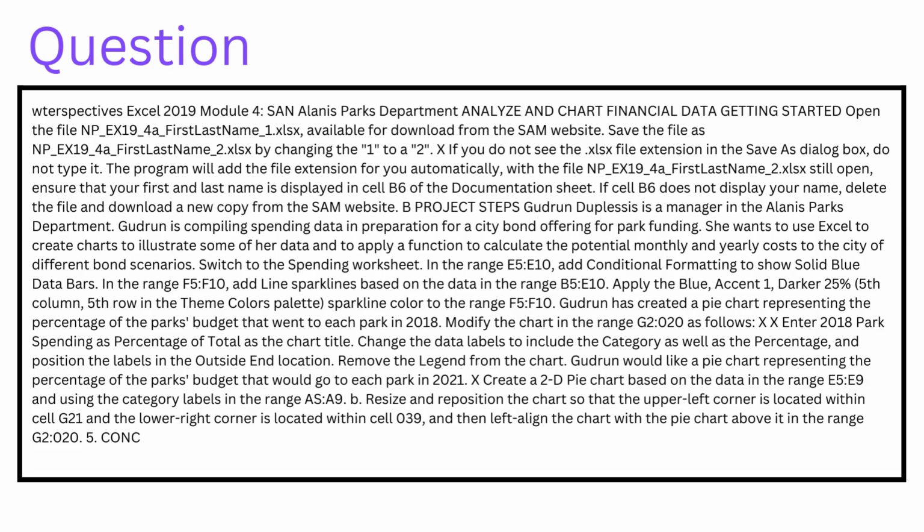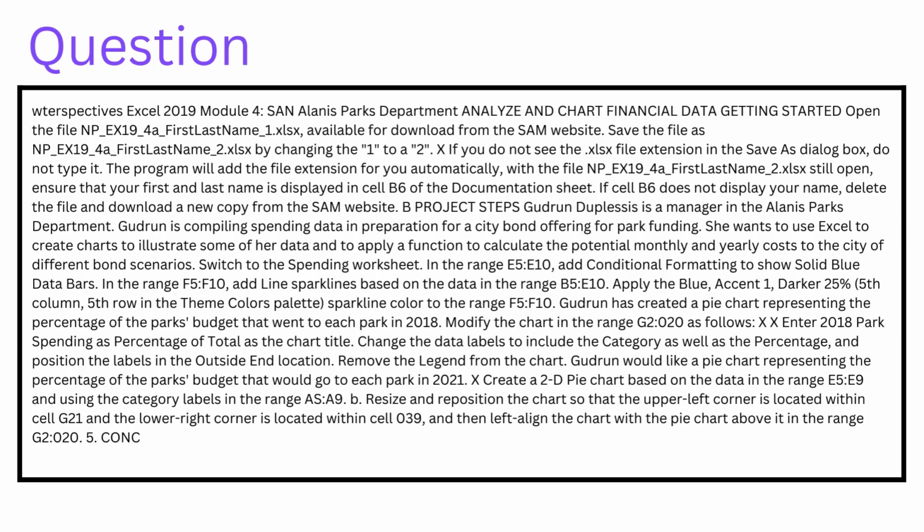Goodrun has created a pie chart representing the percentage of the park's budget that went to each park in 2018. Modify the chart in the range G2:O20 as follows. Add the title 2018 park spending as percentage of total. Change the data labels to include the category as well as the percentage, and position the labels at the outside end location. Remove the legend from the chart.